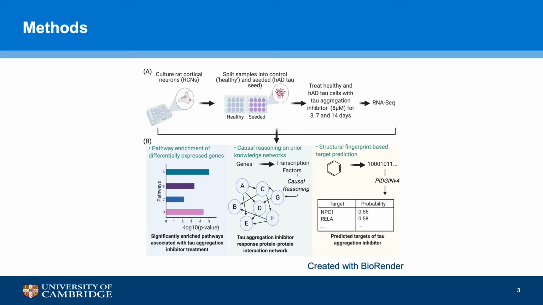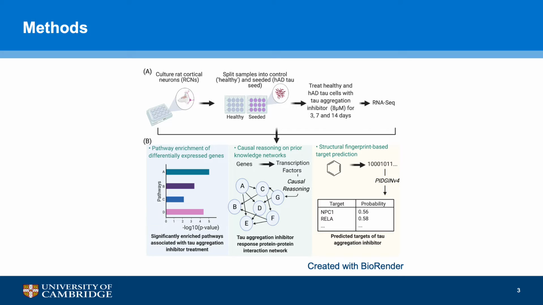Following this, we treated both the healthy and the seeded cells with the small molecule tau aggregation inhibitor for 3, 7, and 14 days. We then performed RNA sequencing and obtained differentially expressed genes, which were relating to compound treatment of the two cell types.